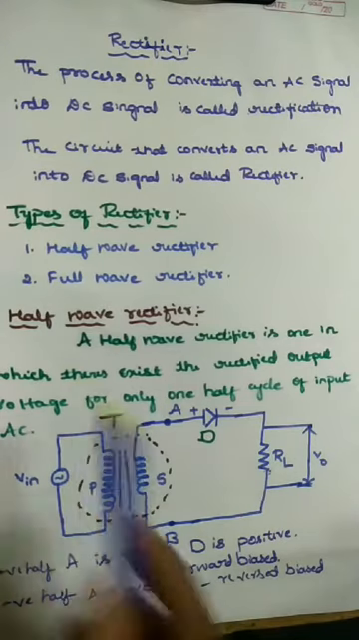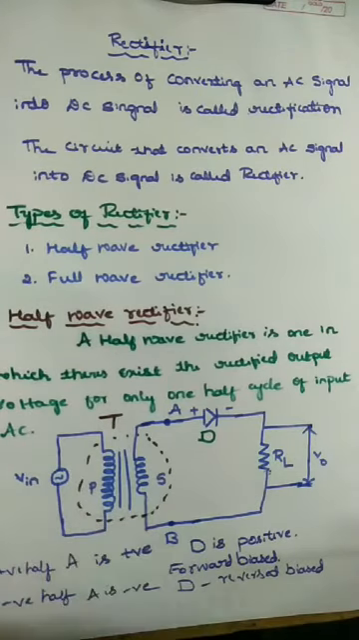The definition also indicates that a half wave rectifier is one in which there exists a rectified output voltage for only one half cycle of the input AC. So this is the half wave rectifier. Now let us see the nature of the graph, that is the input and output waveform of the half wave rectifier.